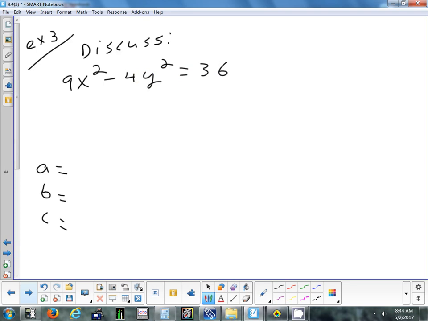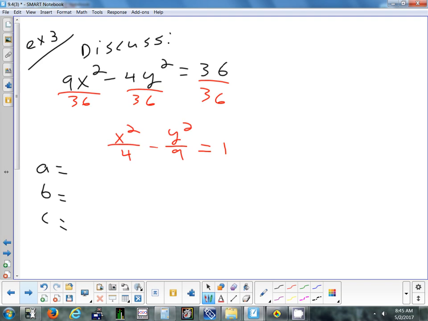All right, let's discuss this one. Okay. What's going on here? It's not equal to 1. If it's not equal to 1, you need to stop right away and get it equal to 1 before we do anything else. How would you do that? Divide everything by 36. And now 9 goes into 36 how many times? 4. And then, well, 4 goes into 36 9 times. And there's your hyperbola.